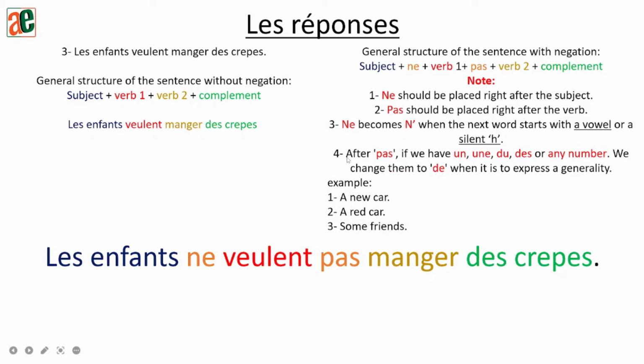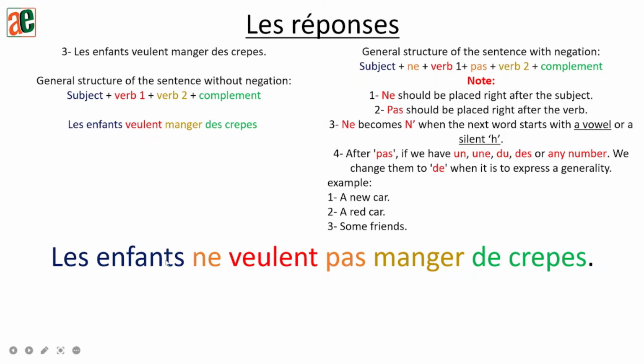Again, after pas, if we do have un, une, du, des, or any number, we have to change them to de when we use them to express a generality. Here we are talking about pancakes in general, so they don't eat pancakes. We are going to change this des to de. So here is the final sentence: Les enfants ne veulent pas manger de crêpes.